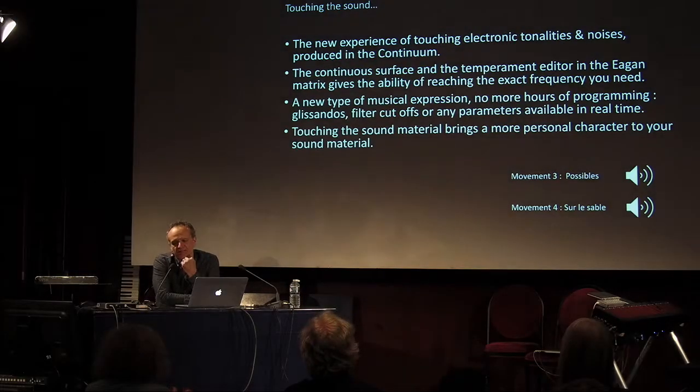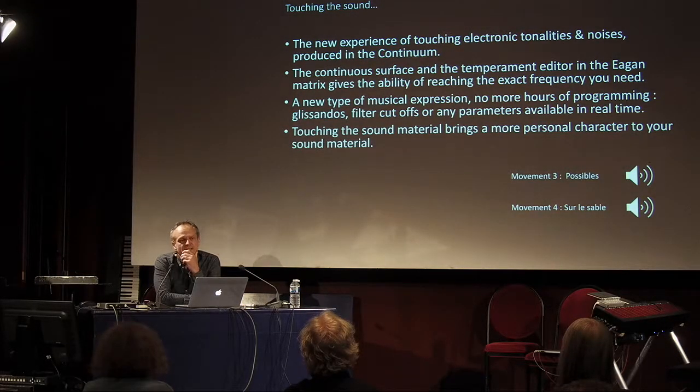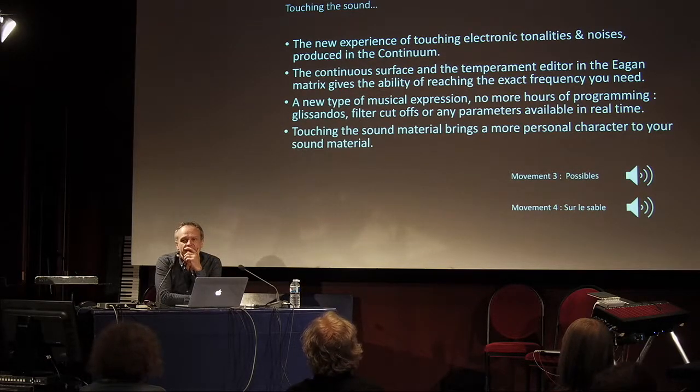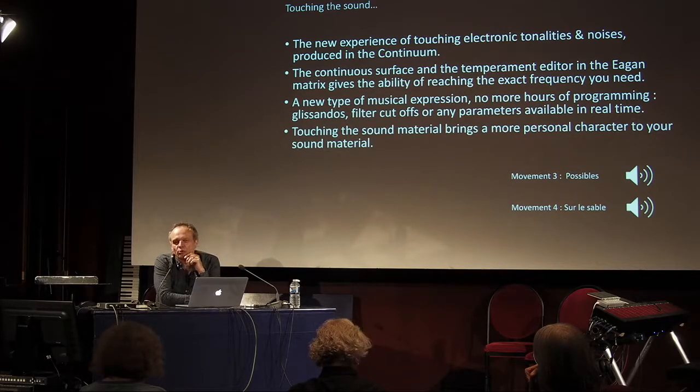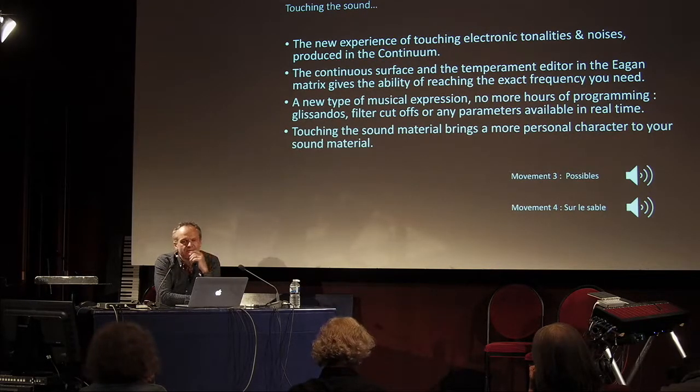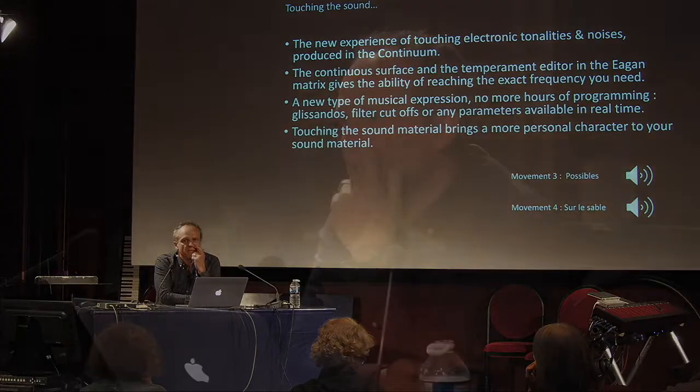What I found very interesting with the Continuum is the presets are incredible, because it seems like an instrument with a bow, but it's not really. It's not a violin. What is it? It could be many things. In fact, it's a new instrument which doesn't exist, and I like it very much.